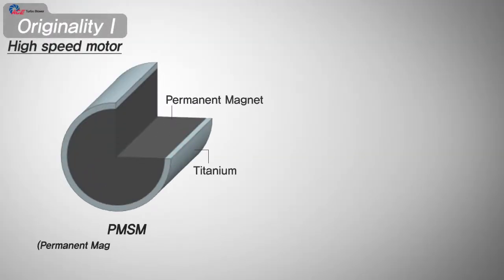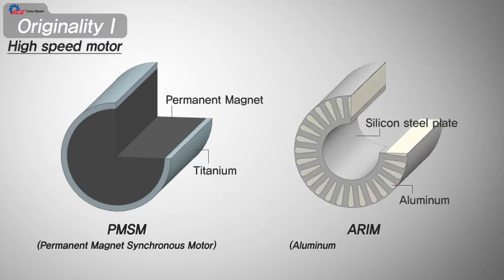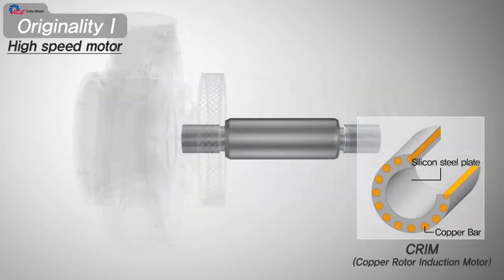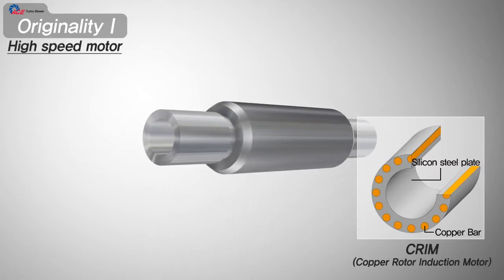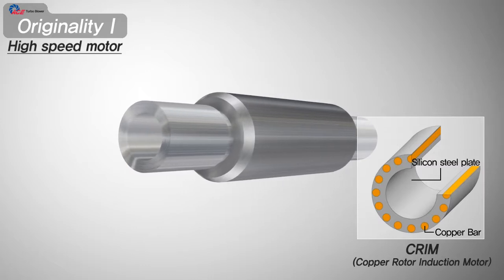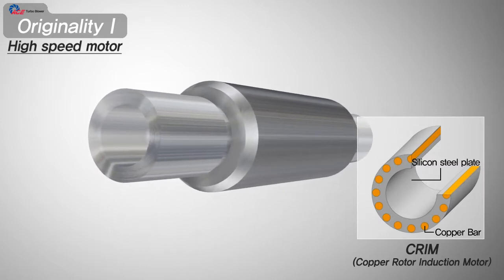In general, the turbo blower uses 2 kinds of high-speed motor, the permanent magnet synchronous motor and the aluminum rotor induction motor. The permanent magnet synchronous motor is high in efficiency but very expensive because of the magnet. On the contrary, the aluminum rotor induction motor is easy to mass produce and stable in various environments but low in efficiency. Ace Turbo adopted the copper rotor induction motor. This is much more efficient than the aluminum rotor induction motor, much more stable in environment and much cheaper than the permanent magnet synchronous motor.